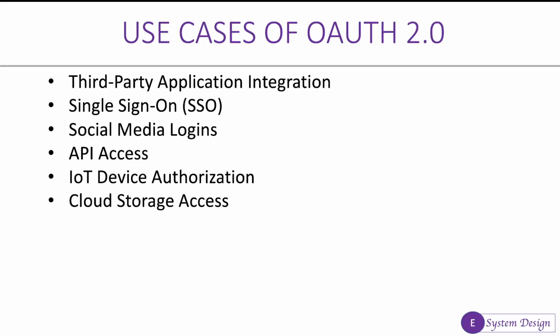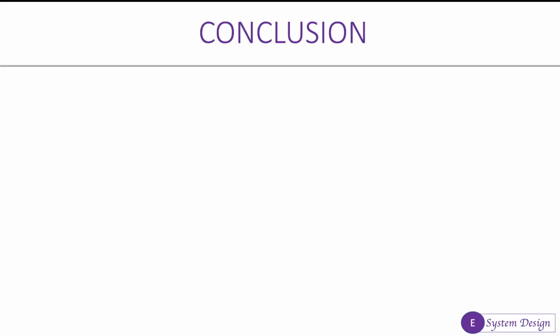Then we have cloud storage access. OAuth 2.0 can also be employed to allow applications to access a user's cloud storage, such as Google Drive or Dropbox, without requiring the user to share their login credentials. The last would be enterprise authorization. In a corporate environment, OAuth 2.0 can be used to manage authorization for internal applications, ensuring that only authorized employees have access to certain resources. There are many other use cases also, and we can cover those as well.